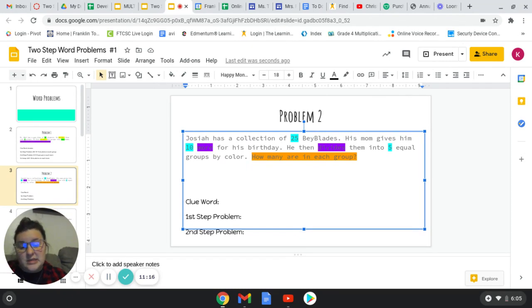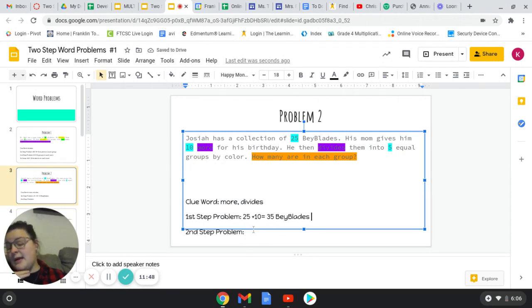So I'm ready to solve. But first, before I solve it, I'm going to type my keywords down here where it said clue words. Okay, so now I'm going to solve my first step. I know he started with 25 Beyblades, and I know that his mom gave him 10 more. Okay, so 25 plus 10 is 35. So he currently has 35 Beyblades.